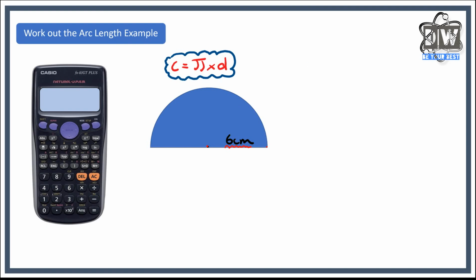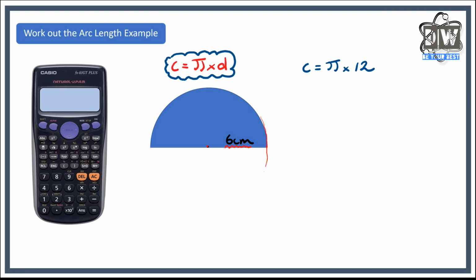So let's put that into that formula now. Circumference equals pi times diameter. Diameter is double this figure here, so that would be 12. Okay, what's that going to give us? It's going to give us the circumference of if this was a full circle. So it would give us the distance around the outside of this whole shape.